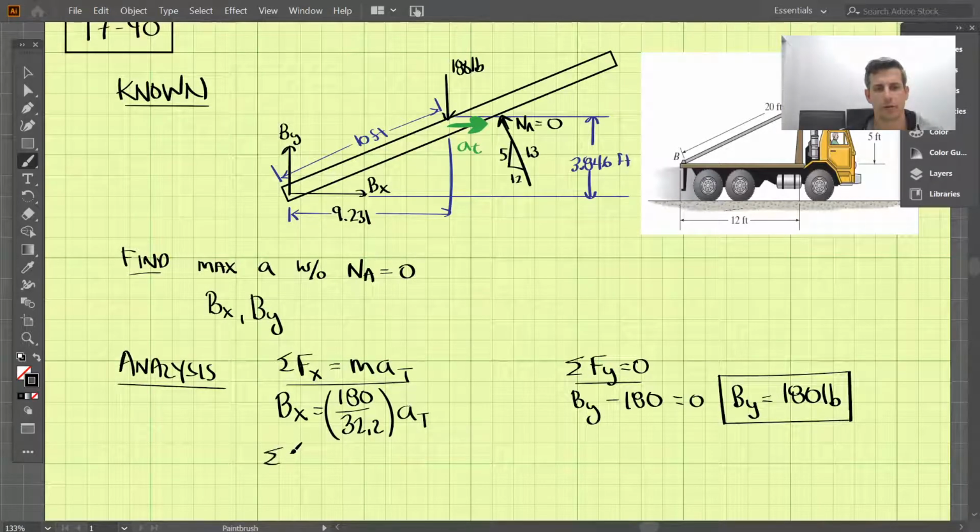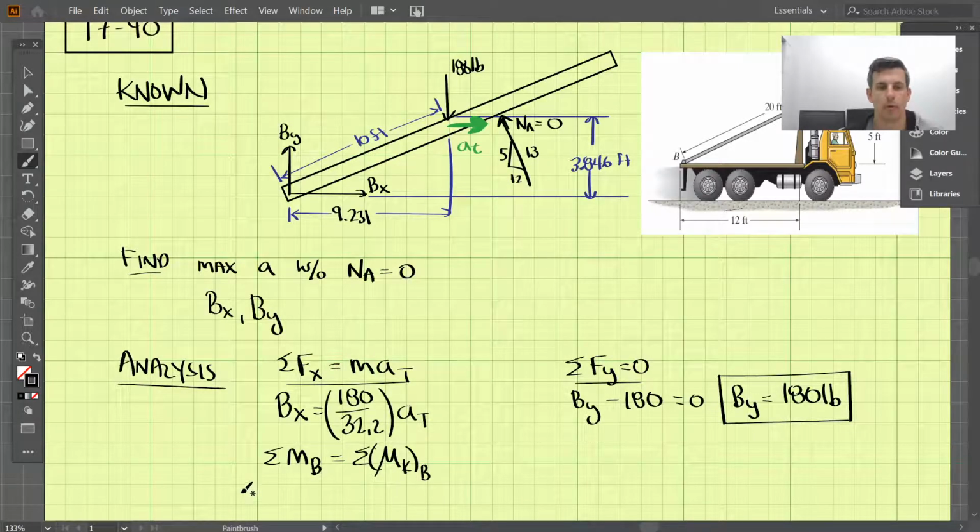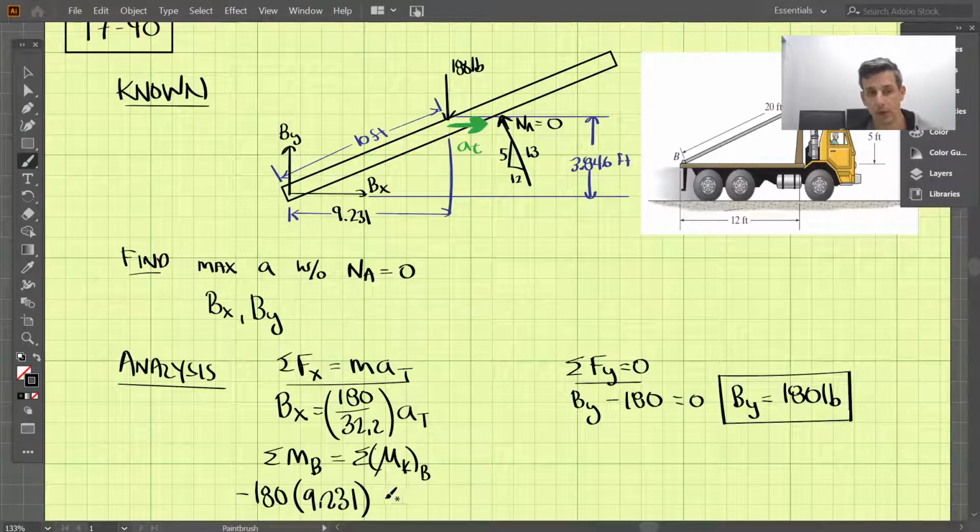Well, what we can do is take the sum of the moments around B. So the sum of the moments around B over here are equal to the sum of the moments in the kinetic diagram around B. So for the sum of the moments around B, we have the 180 pounds downward here, and that is going to create a clockwise moment around B, so that will be negative 180, and the distance that it acts away is 9.231.